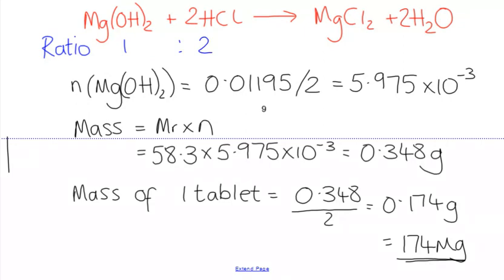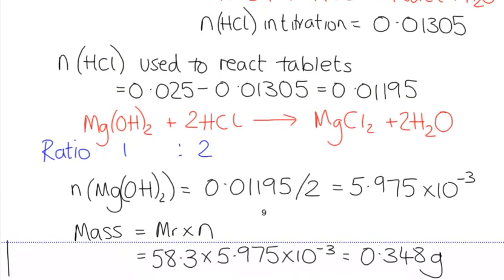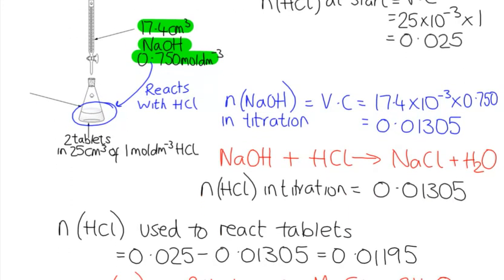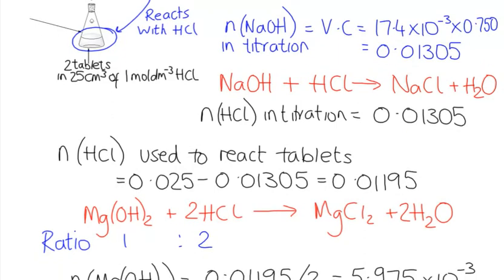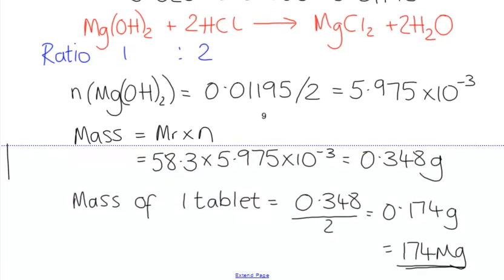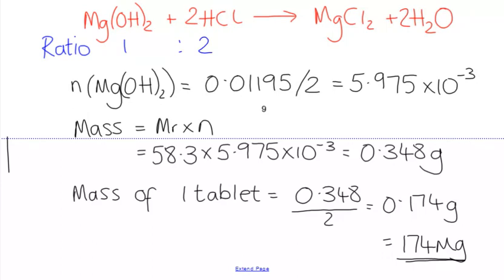So quite long, quite complicated, but break it down. So remember what we did was we worked out how much money we started with, which was our hydrochloric acid at the start. We worked out how much sodium hydroxide was used, and therefore how much hydrochloric acid, how much of our money was used. The difference must have been how much we spent on the tablets at the beginning. We then used that amount to work out how much magnesium hydroxide we had at the beginning. We worked out the mass and we divided it by 2 because there were 2 tablets.